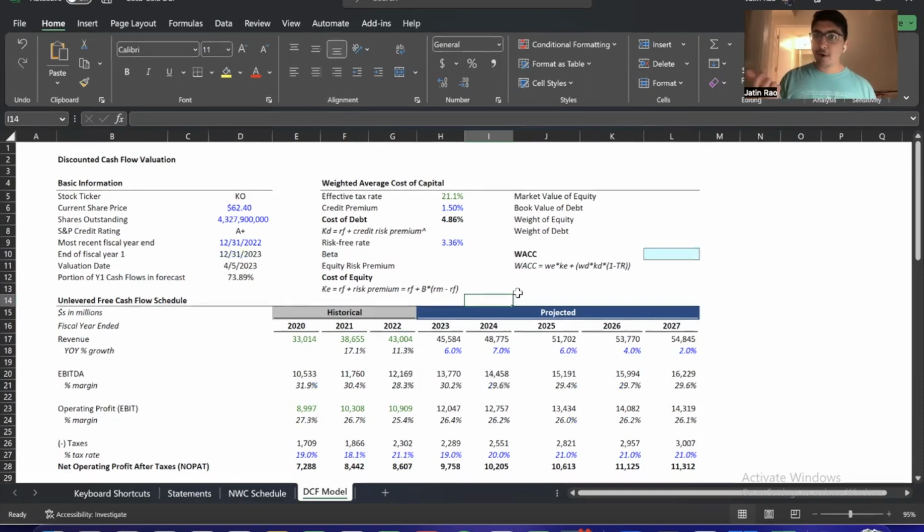Idiosyncratic risk is firm-specific risk. So, for example, if the price of high fructose corn syrup increases, that is going to affect Coca-Cola, which uses high fructose corn syrup a lot in its products, a lot more than a tech company like Facebook.